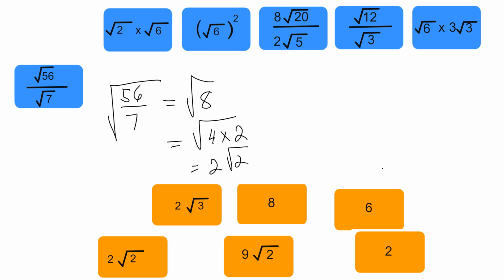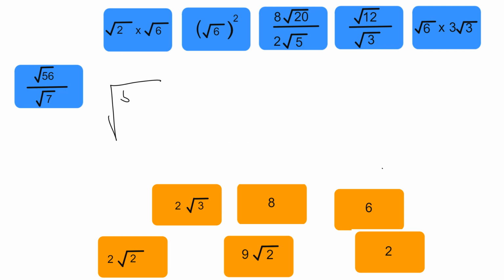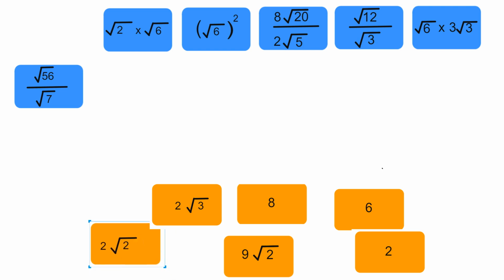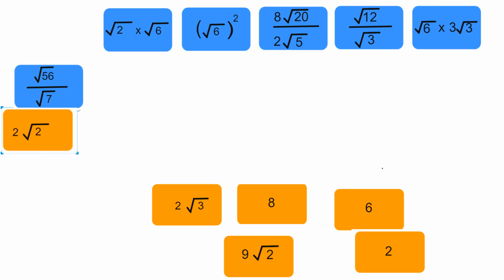So we are just using the calculations as a guide. We can get rid of that now as we have found our answers. So choosing that tile from the orange tiles, we have 2 square root of 2 as the answer to that question.